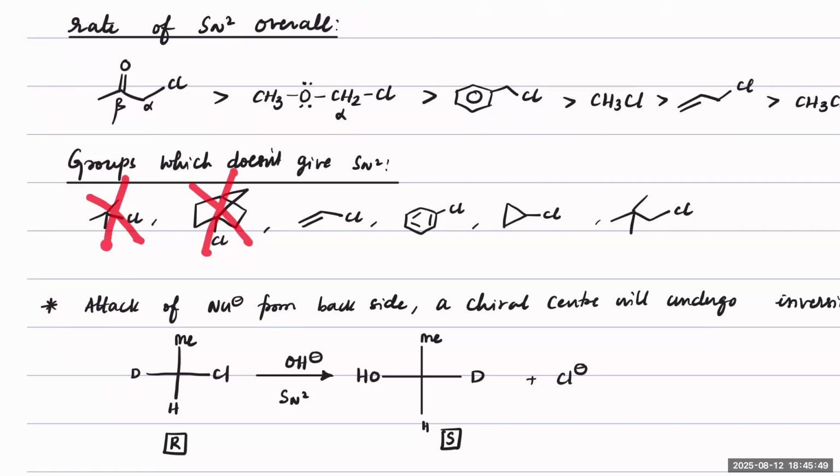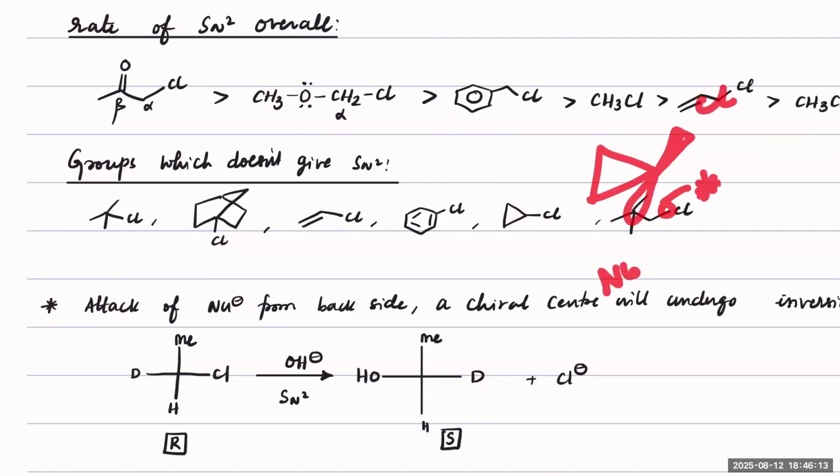3-degree chlorides will not give. sp2 carbons will not give. Even a cyclopropyl group will not give, because this carbon is having a 60 degrees angle. This is how it will be. Chlorine is here, and its sigma star is here. This is where the nucleophile has to attack.